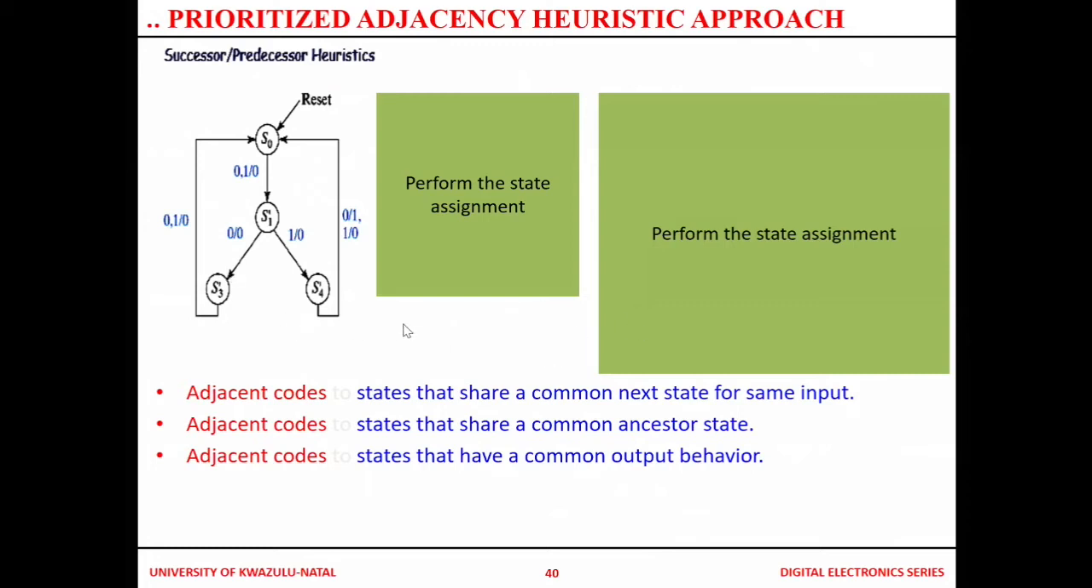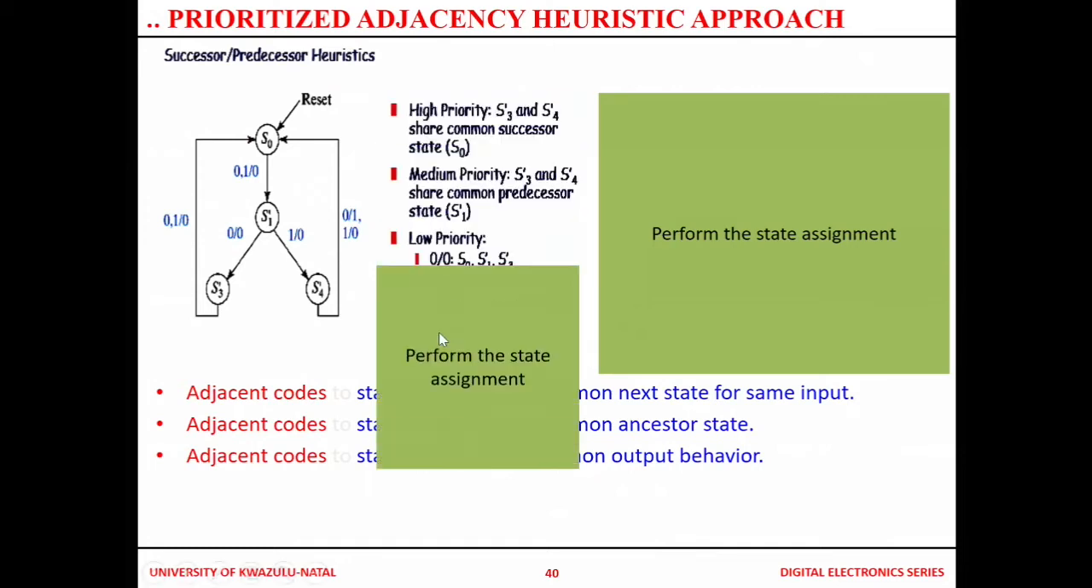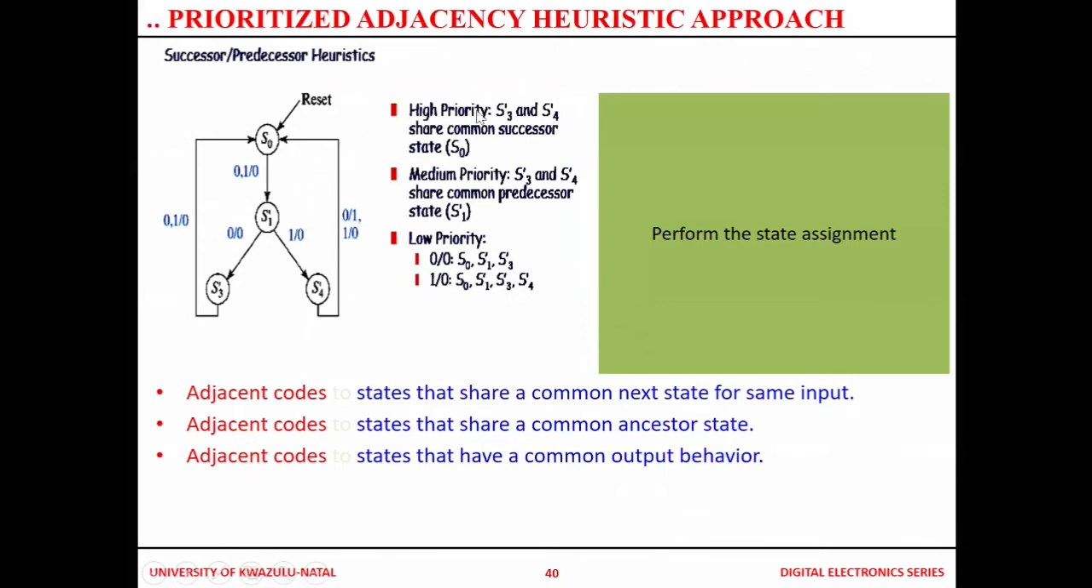You have to assign priority of which states will be next to each other when you are designing the machine. The higher priority is states with a common successor for the same input. This S3 and S4 should be given highest priority. Medium priority is states with a common predecessor or common ancestor. You'll find that S3 and S4 have a common ancestor. And low priority is states with the same input output relationship. You see S0, S1, S3, S0, S1, S3, S4.